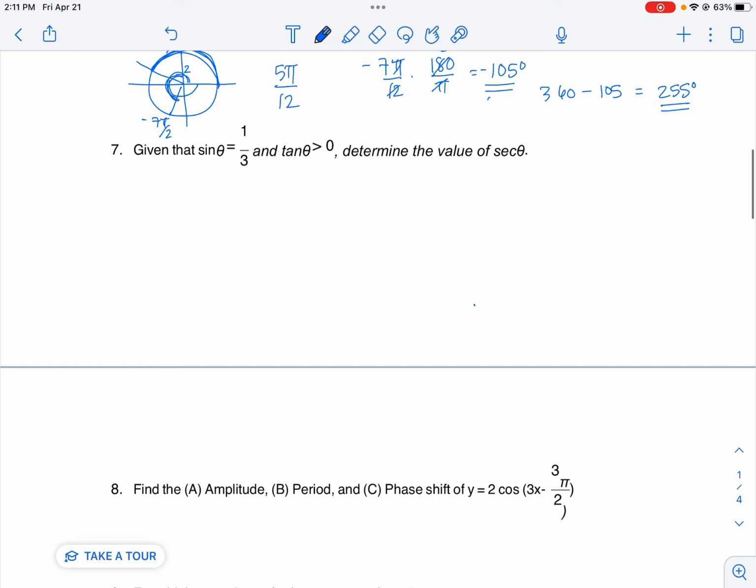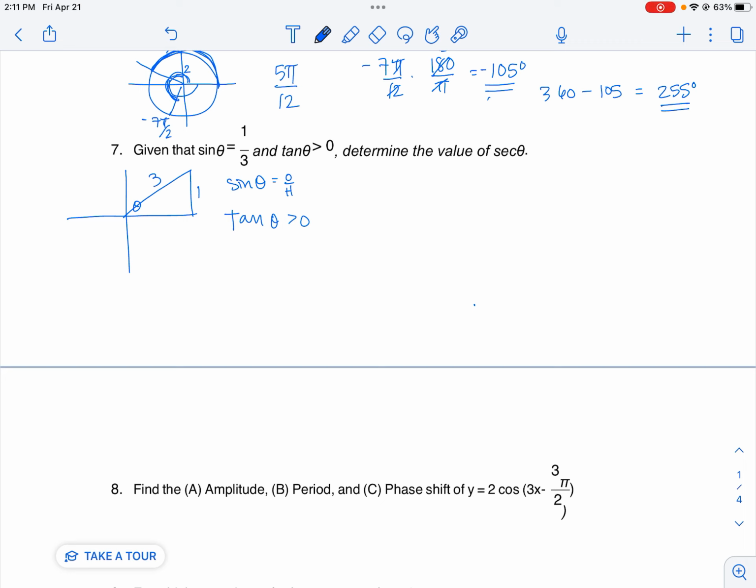Given that the sine of theta is 1 over 3, so I know that theta is some angle in standard position, and it's going to be 1 over 3 because sine of theta is always opposite over hypotenuse. So the side opposite is 1, the hypotenuse is 3. And I know that tangent of theta is going to be positive. That means that I have to be here in quadrant 1.